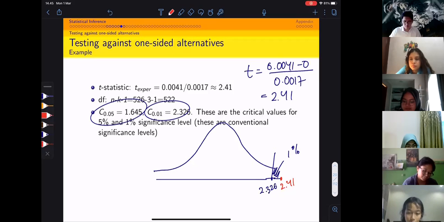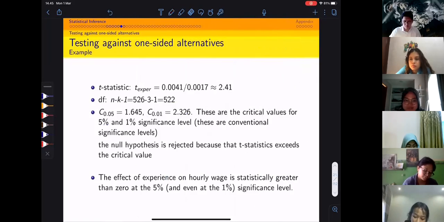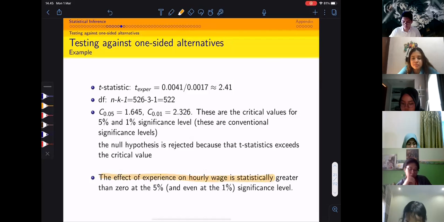So that's on one-sided alternative. Okay, so again, the effect of experience on hourly wage is positive and statistically significant at the 1% level. I just want to reiterate, the effect of experience is positive and is statistically significant at the 1% level.